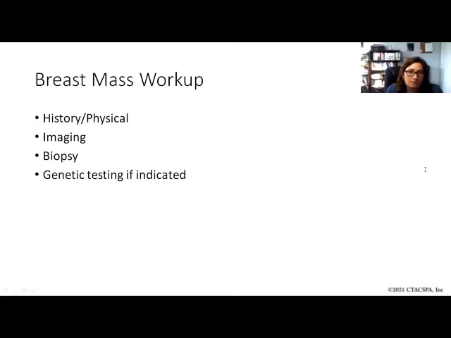Imaging, generally we start with a mammogram or ultrasound, depending on the age of the patient. You can also add an MRI. We'll talk a little bit about that in a little bit. Biopsies can be done either palpation guided or ultrasound guided. The safest answer here though is imaging guided. But of course, if it's a giant fungating mass, oftentimes a punch biopsy will do. And don't forget the genetic testing.